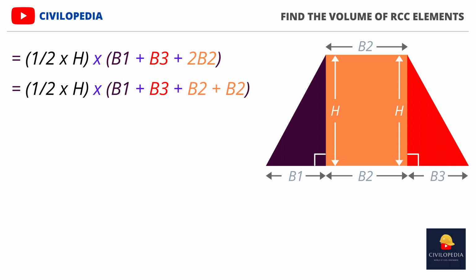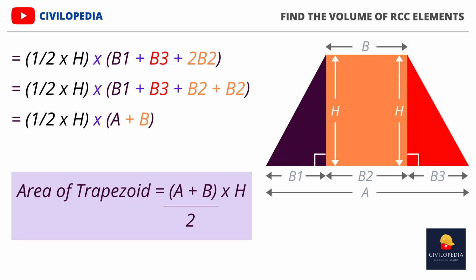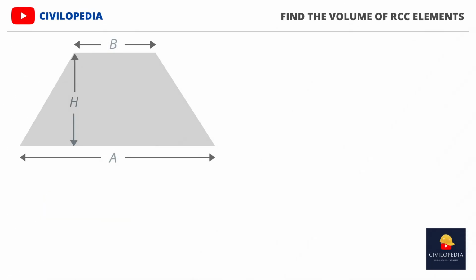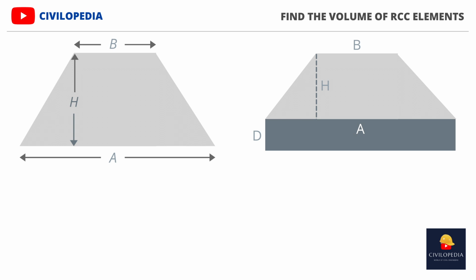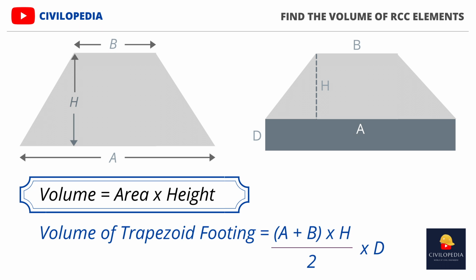Now we will separate the 2B2 into B2 plus B2, and the top portion of the rectangle will be changed to B, and now the bottom length of the trapezoid will be taken as A. Now it is 1 by 2 into H into A plus B. So the area of the trapezoid is A plus B by 2 multiplied by H. The height of the trapezoidal footing is D, and the volume is area into height, that is A plus B divided by 2 multiplied by H multiplied by D.